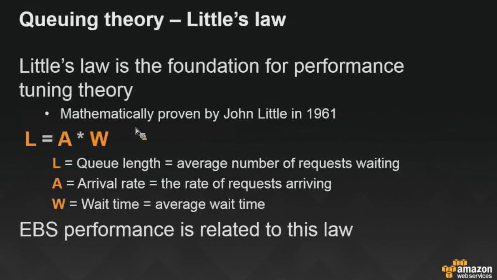Before I go too far into this, I want to start with a little bit of theory. Little's law is the foundation for almost all performance tuning theory. It's a mathematical theory proven by John Little in 1961. The average queue length, the arrival rate, and the wait time are all data which we expose today in EBS, and you can observe them both inside your EC2 instance and on the CloudWatch metrics. Using this law, you can determine whether you're getting the most performance out of your environment and what to change.